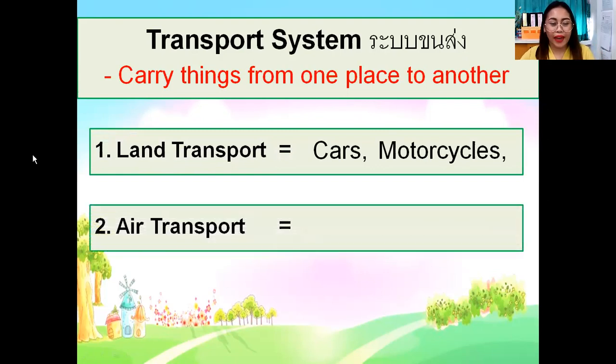We have also air transport. Example, airplanes. So what if I want to go to Singapore? Airplanes, air transport, carry me from Bangkok Airport going to Singapore Airport.